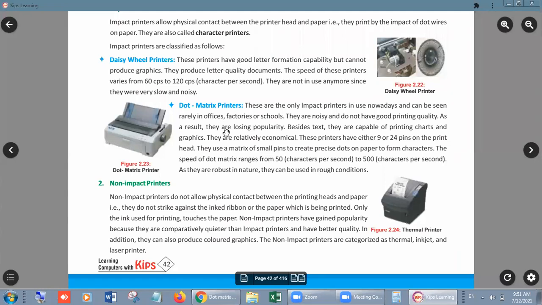But in non-impact printer, there was no need of it, right? So there was no need of physical contact, because there was no strike on the paper. Just impression comes on the paper and paper prints in very high quality. So we have non-impact printers categorized as thermal printer, inkjet printer.